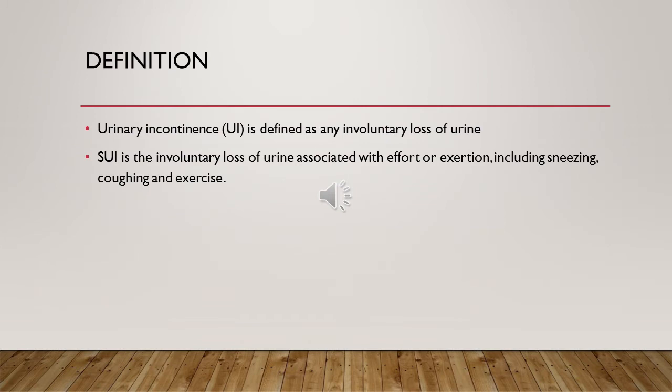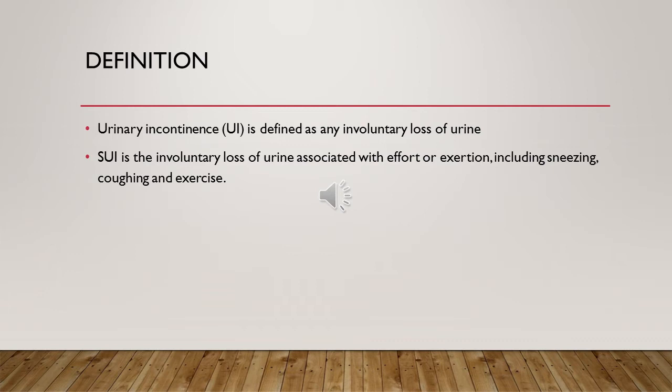So what is urinary incontinence in general? Urinary incontinence is defined as any involuntary loss of urine. We have two main causes of urinary incontinence, which are stress urinary incontinence, which is our topic today, and urge urinary incontinence. Also, there is mixed urinary incontinence. The most common type is stress urinary incontinence, which is involuntary loss of urine associated with effort or exertion, like sneezing, coughing, and exercise.